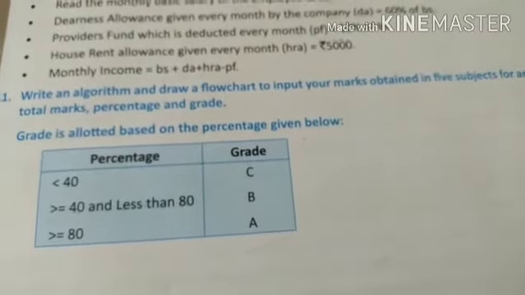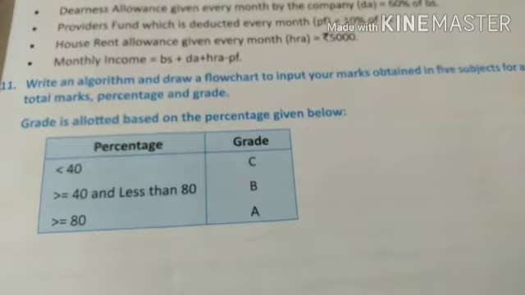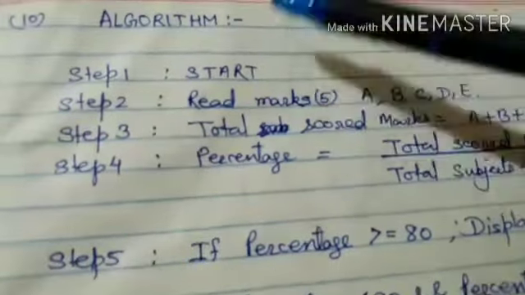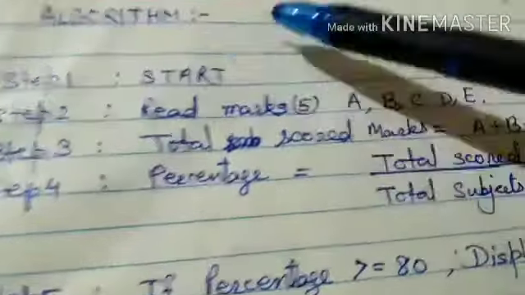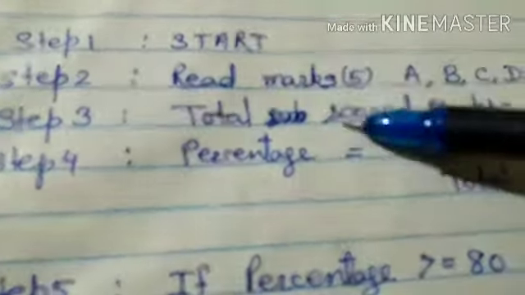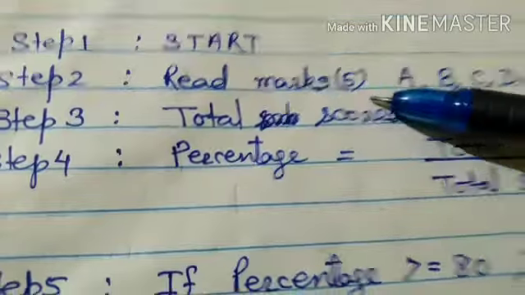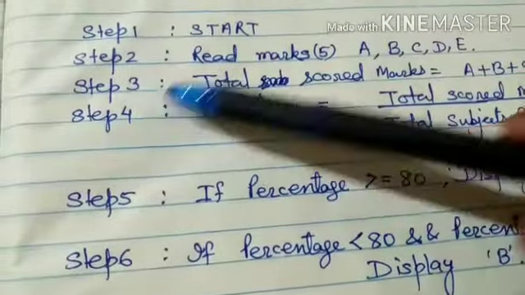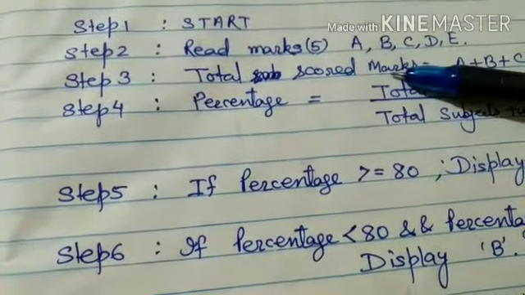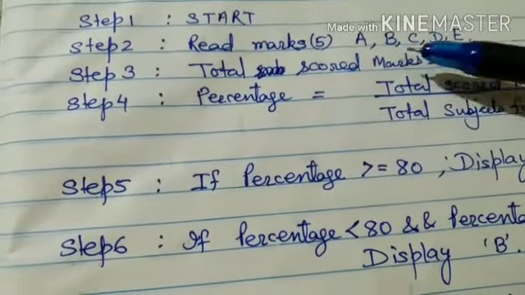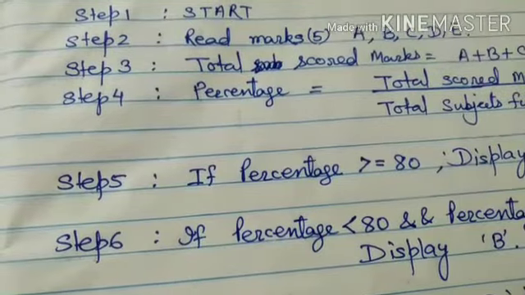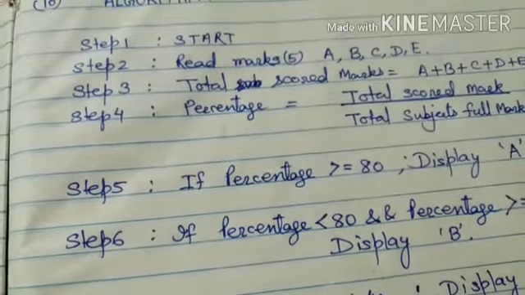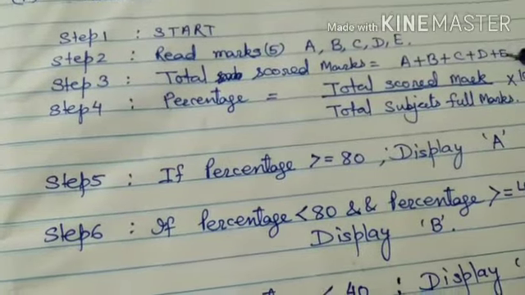As you can see, this is the grading system demo. So we need to do that. First of all, the algorithm. Step 1, start. Step 2, read marks, that is 5 subjects marks, so A, B, C, D, E. Then step 3 is total scored marks which the student has got. That is the sum of 5 marks, so it is A plus B plus C plus D plus E.